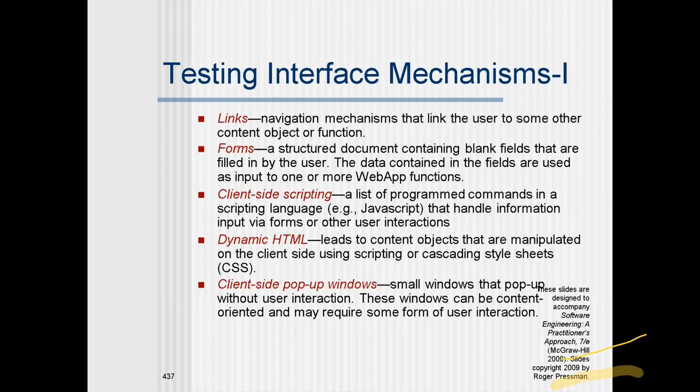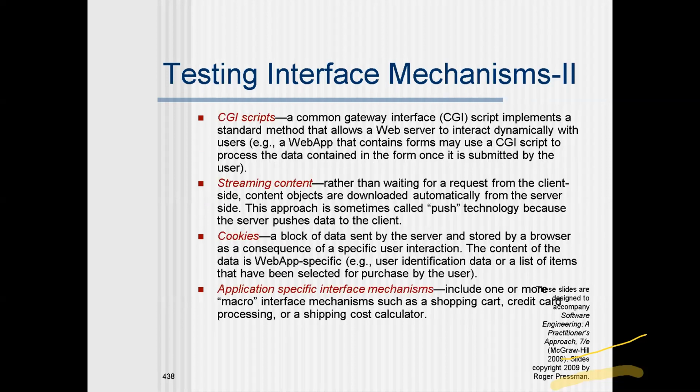Next is the interface testing mechanism. First, the links should be tested. Then the forms should be tested, which is what we talked about in the unit testing. Then the client-side scripting, the dynamic HTML which creates the result pages, and the client-side pop-up windows. All these things should be tested. You can't test a client-side pop-up window just like that. You need to make sure that the forms are filled in with the kind of information such that the client-side pop-up window is created. Then you will also be testing the interface with the CGI scripts.